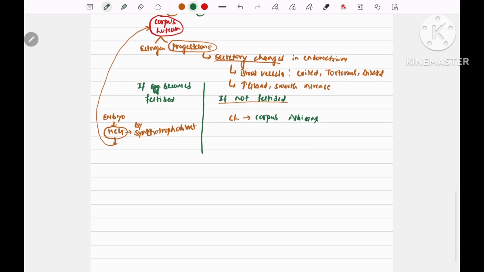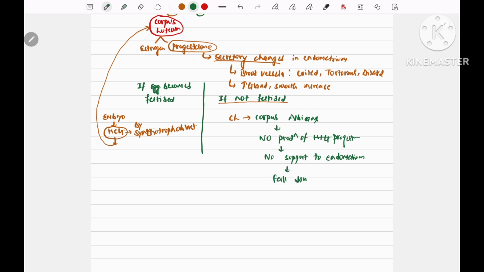Corpus albicans, so there will be no production of HCG, no production of progesterone, no support to endometrium, and it will fall down.